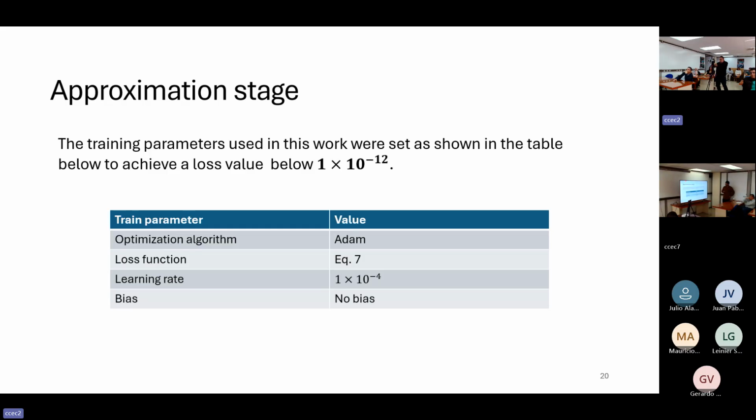This first stage was performed using Adam as the optimization algorithm. The loss function was set to be equation 7. The learning rate was 1 times 10 to the minus 4. The bias is bias mode. And the goal is to achieve a loss value below 1 times 10 to the minus 12.